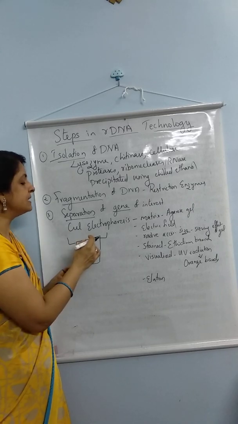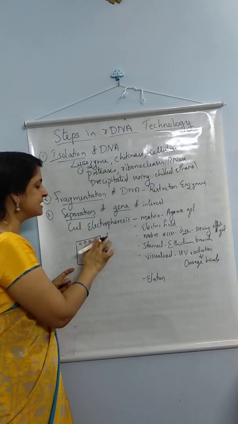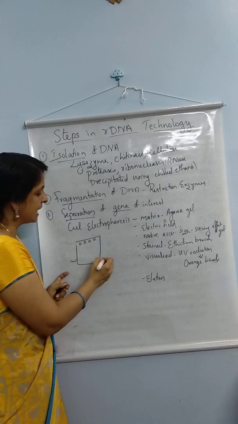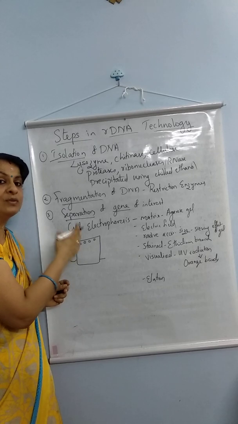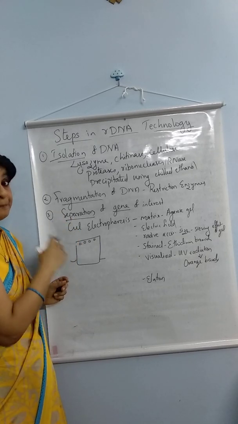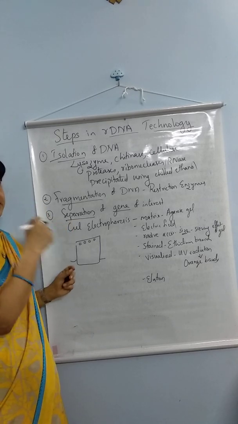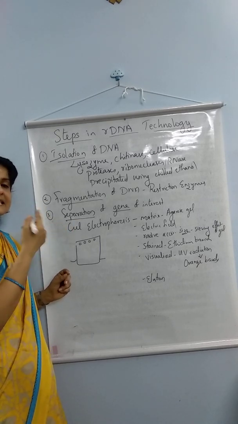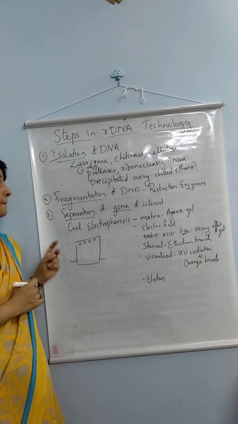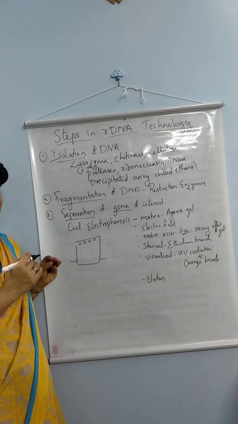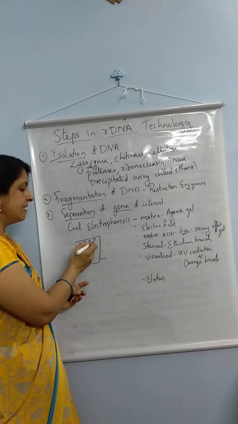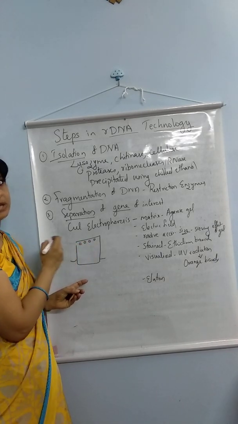So the larger ones will move slowly, whereas the smaller ones will move faster towards the anode. Anode is the positive charge end. So since DNA is negatively charged, it will move to the positive end. So smaller fragments can be seen near the end, whereas larger fragments will be seen near the wells itself. It will not move that fast.